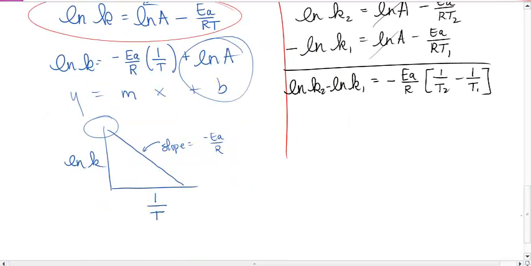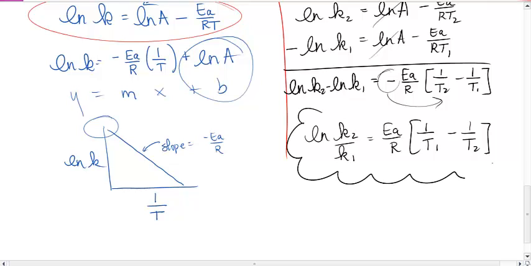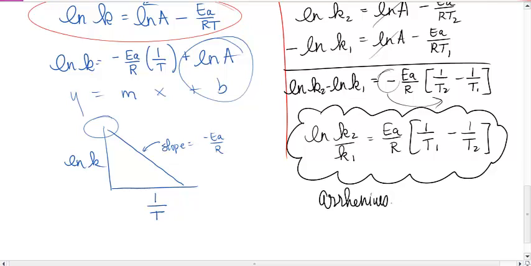And rearrange one more time, and you get natural log of K2 over K1 equals, I'm distributing this negative through, so it becomes positive, E sub A over R, 1 over T1 minus 1 over T2. This is the version of the Arrhenius equation that you're going to tend to want to use.